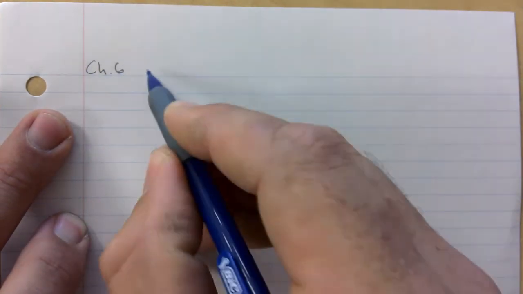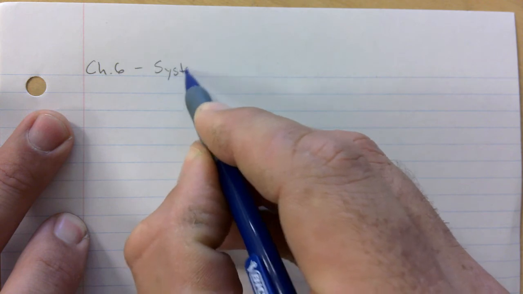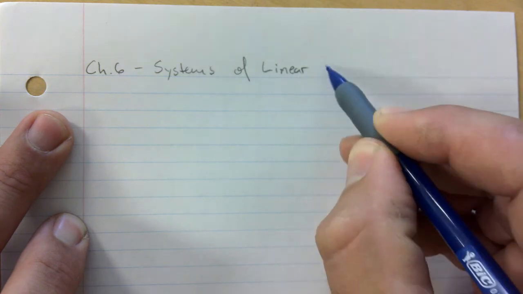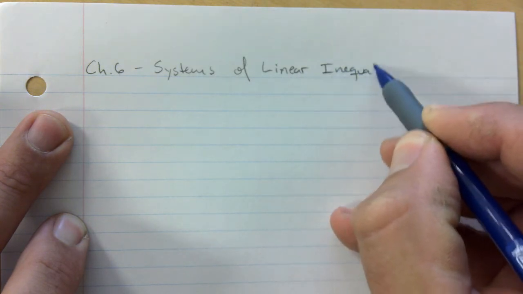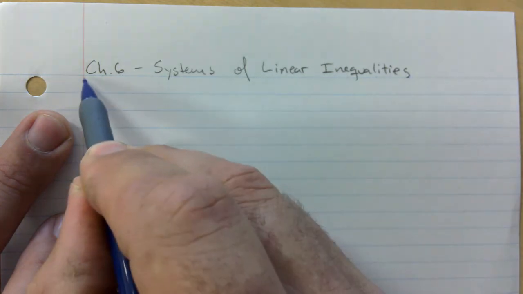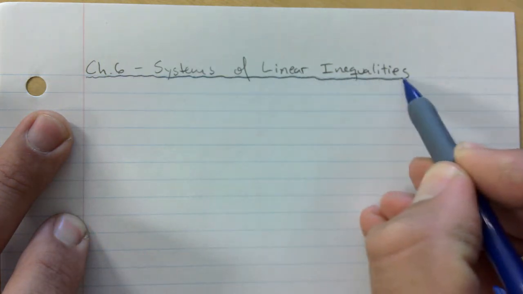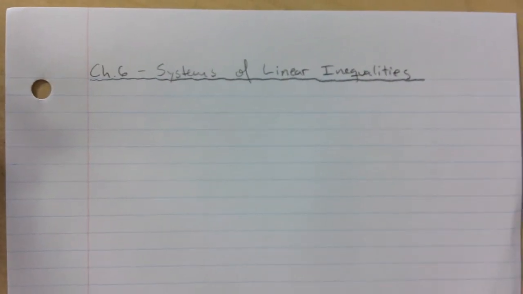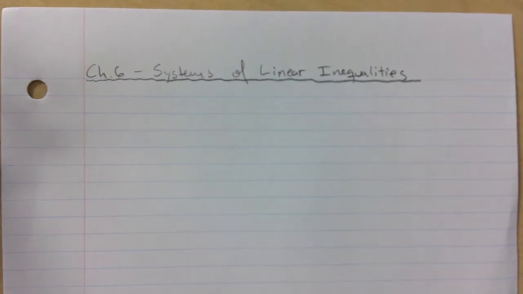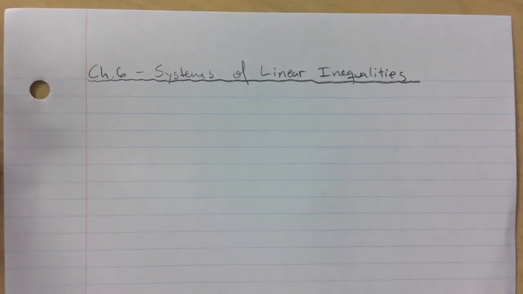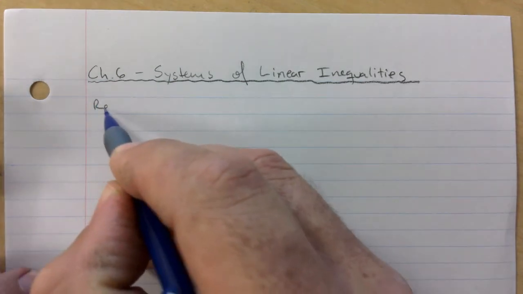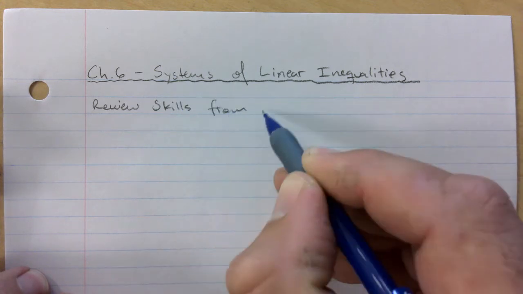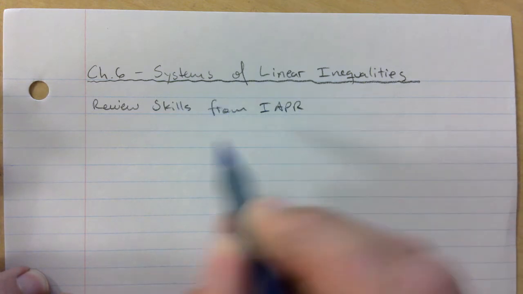Chapter 6, Systems of Linear Inequalities. So systems is more than one, right? And so we're going to do some review skills from IAPR.